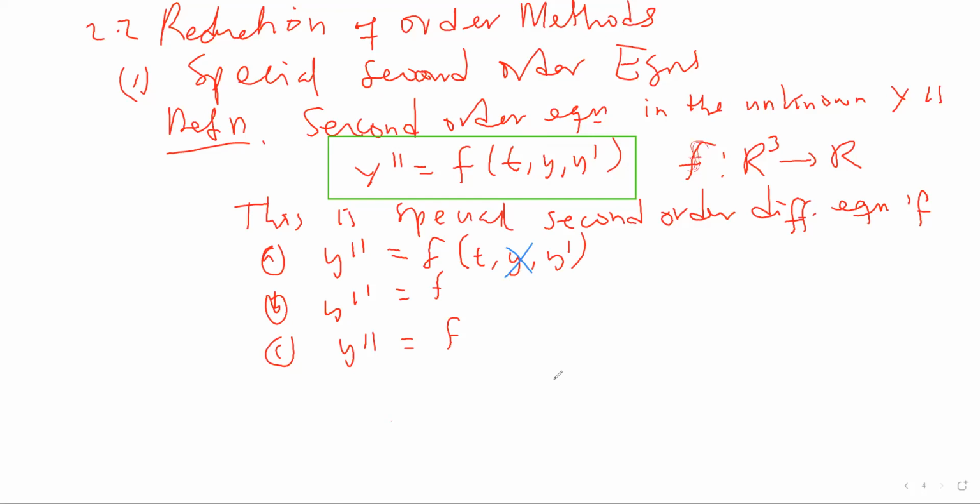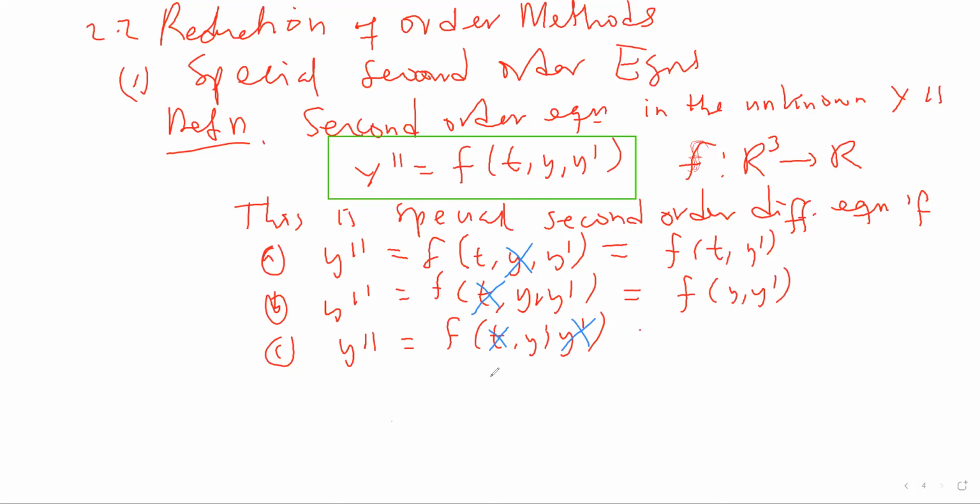Or the second one is that if the variable t also does not appear in the equation. And then the third one is if the variable t and the derivative of the function also do not appear. So in this case, we have f of t and y prime. In this case, we have f of y prime. And in this case, we have f of y. Okay, so if we have an equation that looks like that, then we say that this is of a special second order.